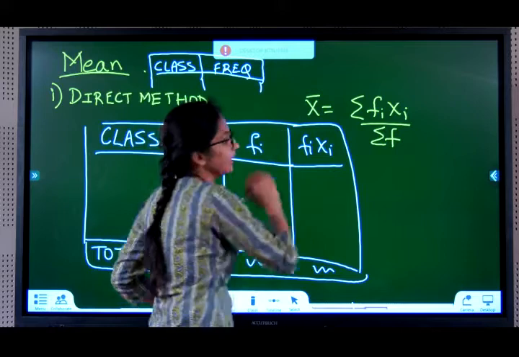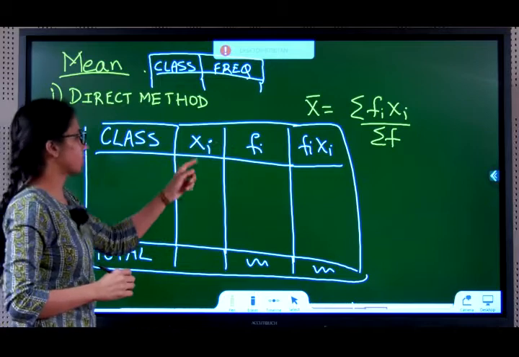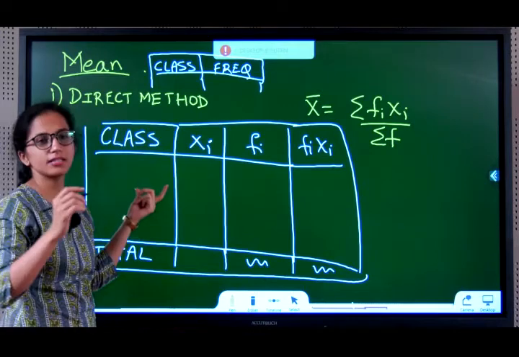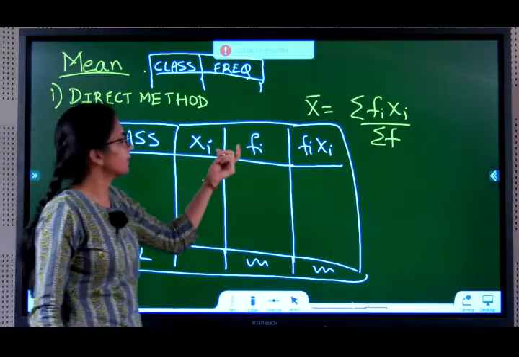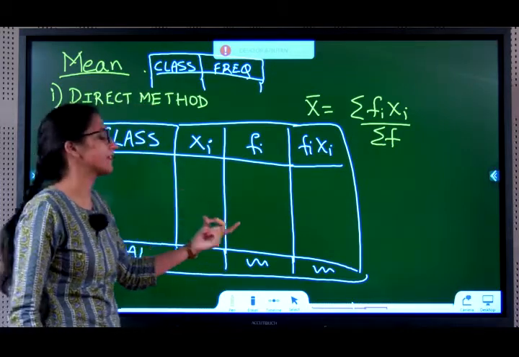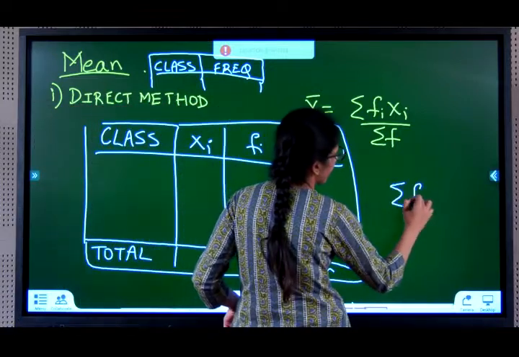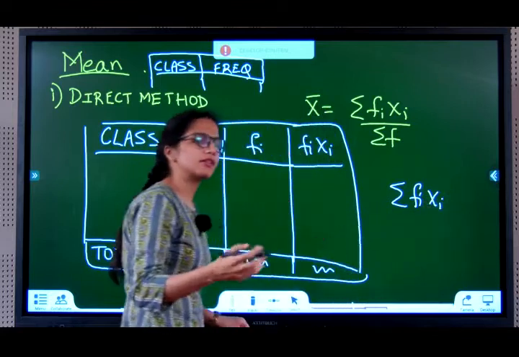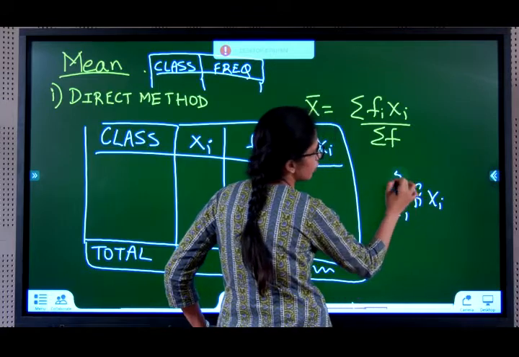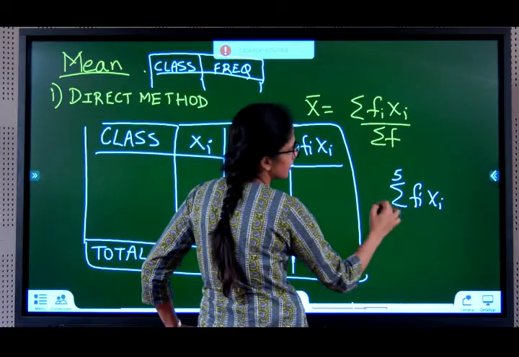Mean is represented by x bar. What does this i represent? Xi: X1 is the class mark of the first class, X2 the class mark of the second class. So this i is nothing but 1, 2, 3, up to how many classes you have. Similarly, F1 is the frequency of the first class, F2 the frequency of the second class, F3 the frequency of the third class. That's what the i refers to. So usually in summation we write like this. Let us say we have 5 classes: 0 to 10, 10 to 20, 20 to 30, 30 to 40, 40 to 50. Then we represent this as i starting from 1 and going to 5. That's why we write that i. You can ignore this. That's what the i means.